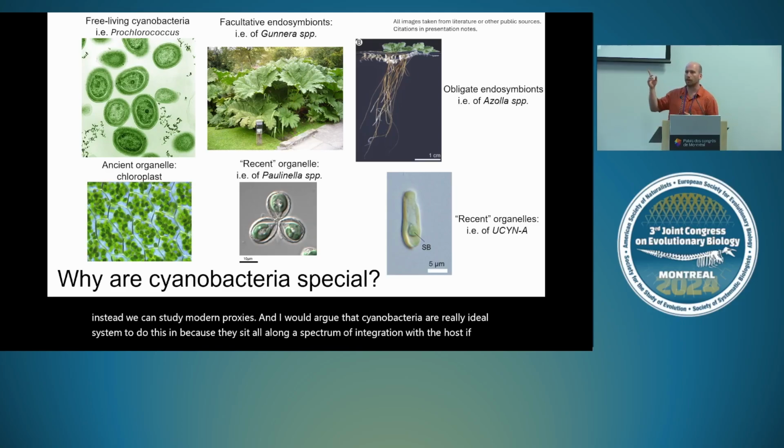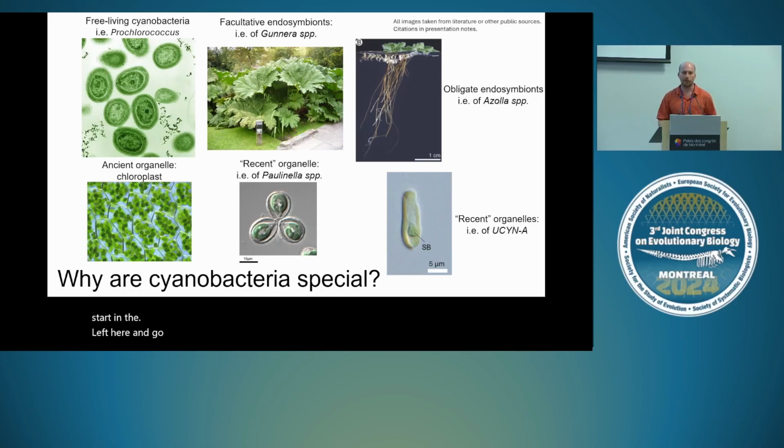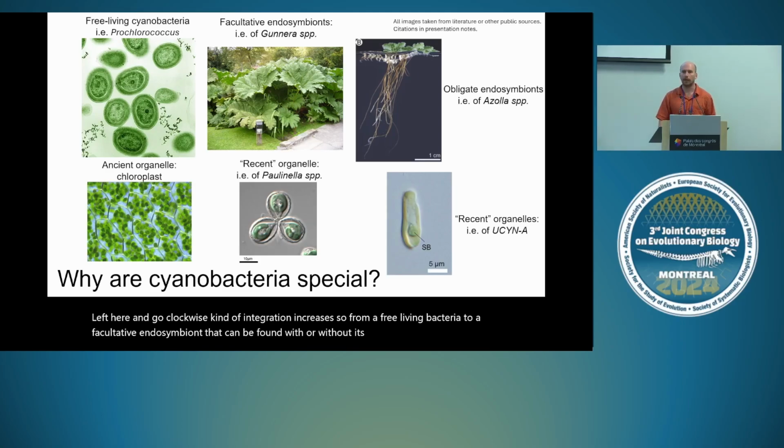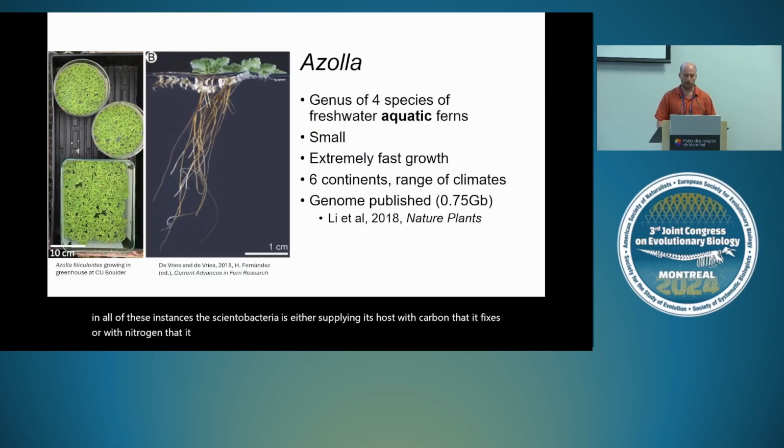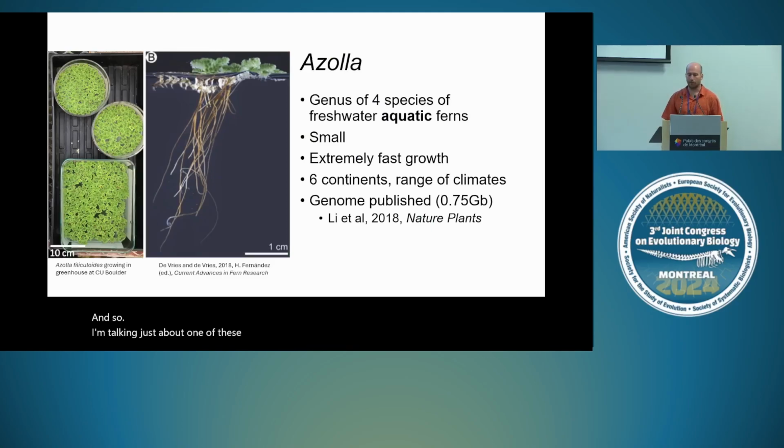If we start in the top left here and go clockwise, integration increases. So from a free-living bacteria to a facultative endosymbiont that can be found with or without its host, to an obligate endosymbiont of varying degrees of integration, to endosymbionts so integrated that we call them organelles, and then obviously the chloroplast, this ancient super integrated organelle. And in all of these instances, the cyanobacteria is either supplying its host with carbon that it fixes or with nitrogen that it fixes. And so I'm talking just about one of these systems, the host plant being fern azola.